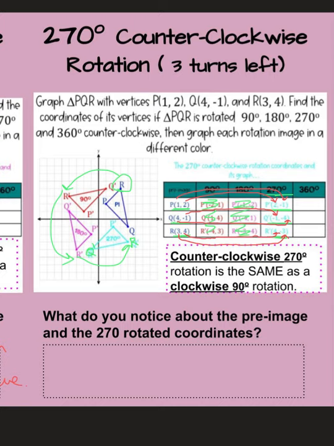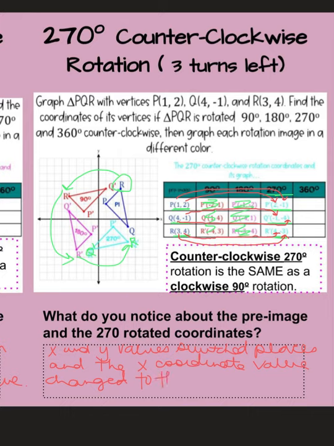So when I get to my fill in the bottom, what I can say is the x and y values switched places, and this time the x coordinate value changed to the opposite. Something like that. Okay? All right.